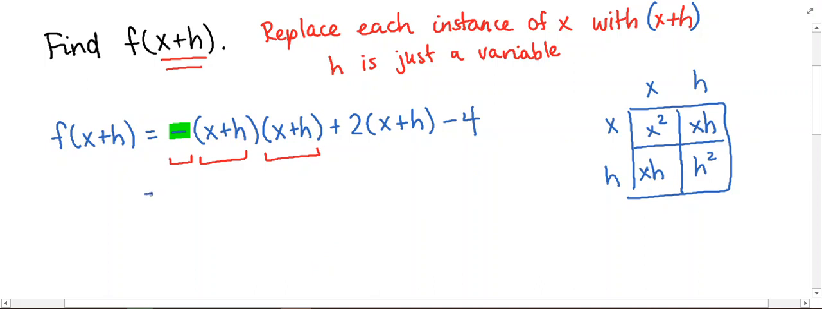So let's go write it down. My negative sign, haven't touched it. It's going to stay out front.